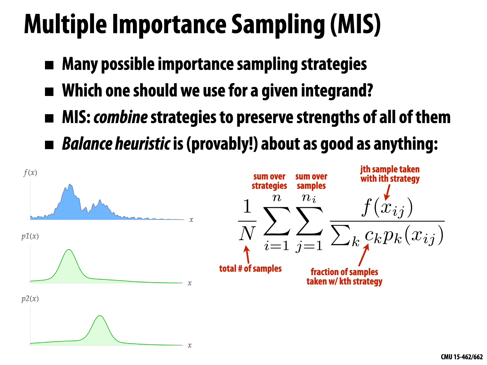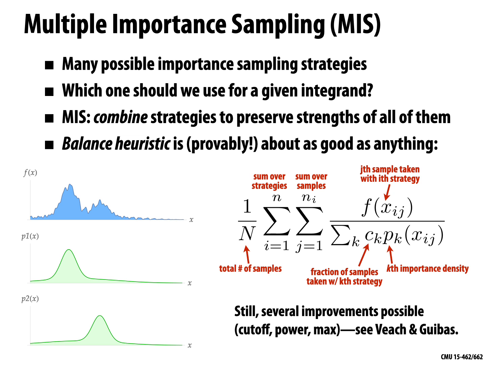I'm going to divide by the sum over all strategies of the fraction of samples taken with the kth strategy times the kth importance density. Okay, very, very simple formula to plug in. And what it does is it makes sure that no pathological behavior happens. If you have a really bad importance sampling strategy and a really good one, this will tend to give you something more like the good one than the bad one. Okay, and then there's several different ways you can do even better than that, but this is a pretty good technique.